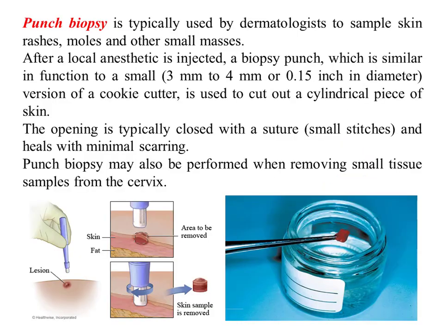Punch biopsy is typically used by dermatologists to sample skin rashes, moles, and other skin lesions. After local anesthetic is injected, a biopsy punch, which is similar in function to a small version of a cookie cutter, is used to cut out a cylindrical piece of the skin, like this. The opening is typically closed with a suture, small stitches, and heals with minimal scarring. Punch biopsy may also be performed when removing a small tissue sample from the cervix of the uterus.